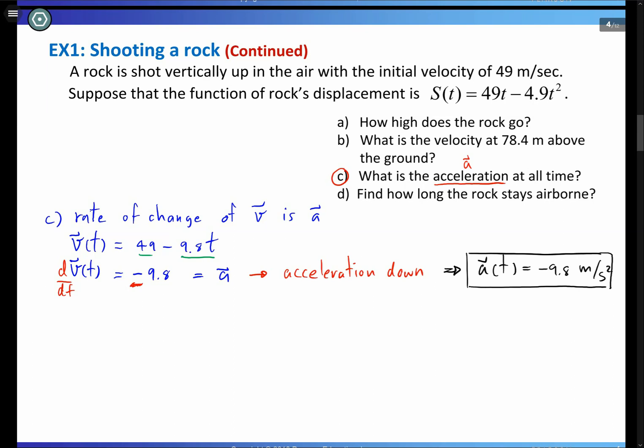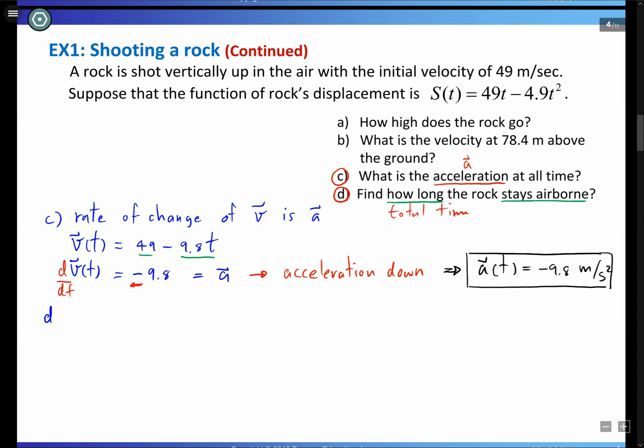Now let's move on to question D. What is it asking for? They want to know how long the rock stays airborne. In other words, they want to know the total time. So let's make a note down here. Total time that the rock takes to go up, get to the top, and come back down. So let's work on this down here, part D.